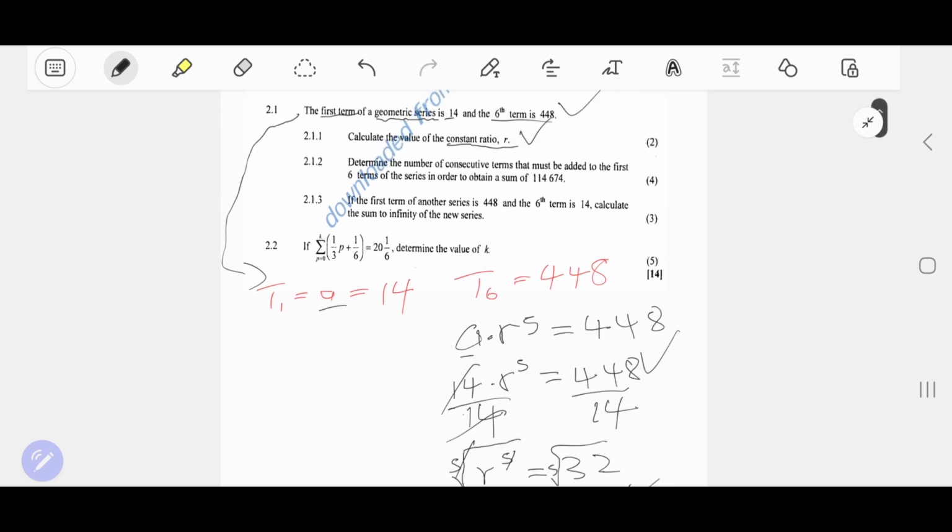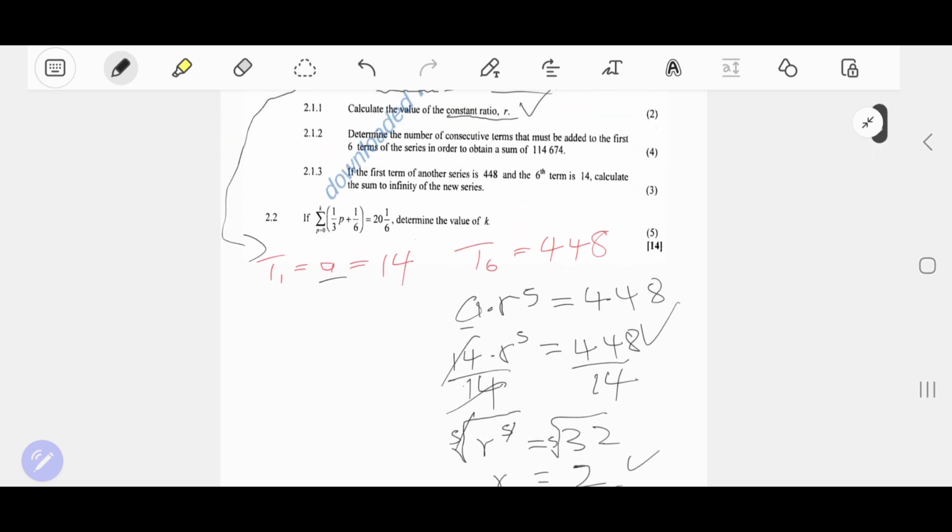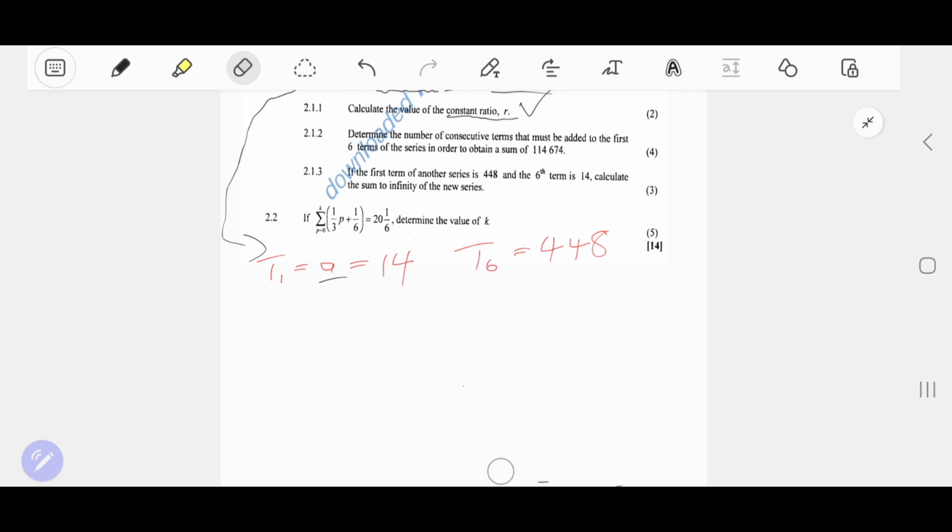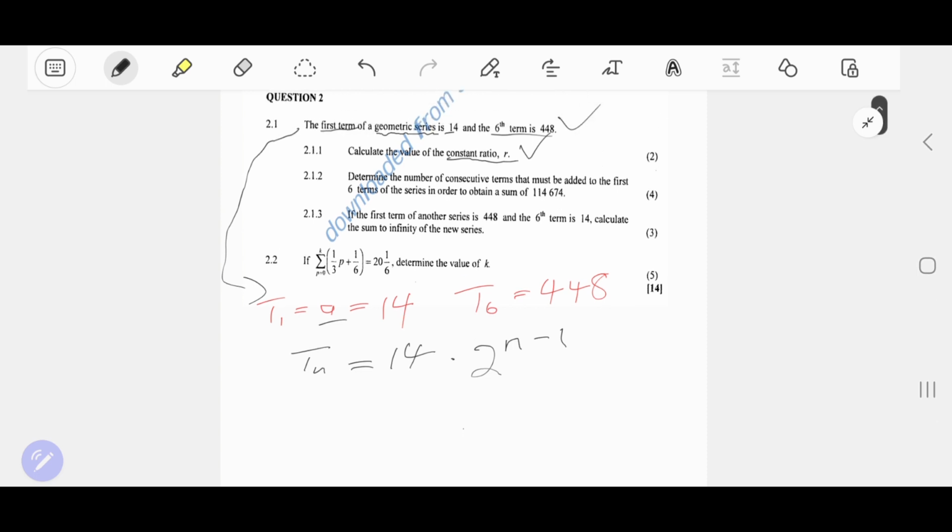So going on, people, we must calculate now. This question is very tricky, but at the same time a very interesting question. By us having the value of R, we now know, good. I can simply write my general term now. My general term is 14 multiplied by my R, remember it's 2, to the power of n minus 1. So this is my general term. I'm done with it, people. Now let's move on and answer question number 2.